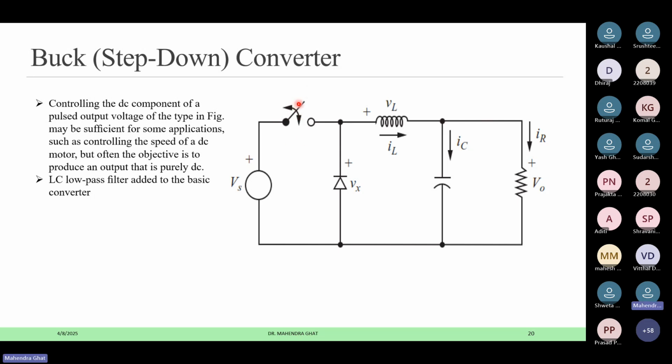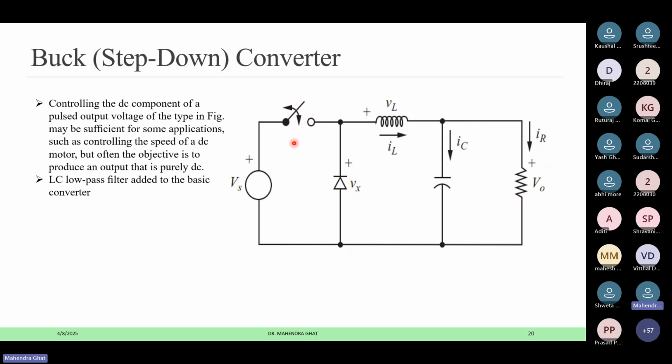So nowadays, in almost all applications where DC-DC converters are used, either IGBTs or MOSFETs are used for this controlled switch, because it will have the control. Whenever you give the gate pulse, it gets turned on, and whenever you remove the gate pulse, it gets turned off, in the MOSFET and IGBT.